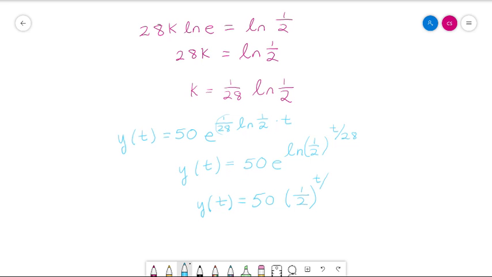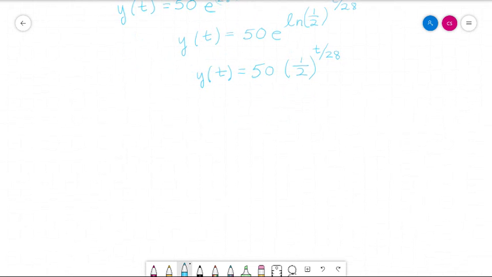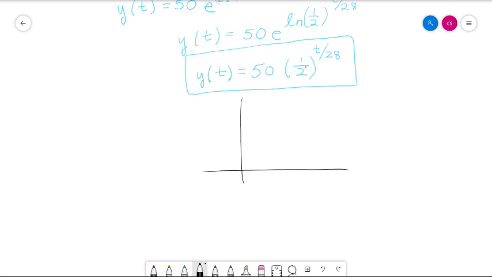times t over 28. Let me just make a quick observation here. This is your answer for part A. And remember, we're dealing with exponential decay. Notice that our base is 1/2. When your base is between 0 and 1, your exponential function looks like this, the exponential decay graph. So it's a good thing our base is 1/2.